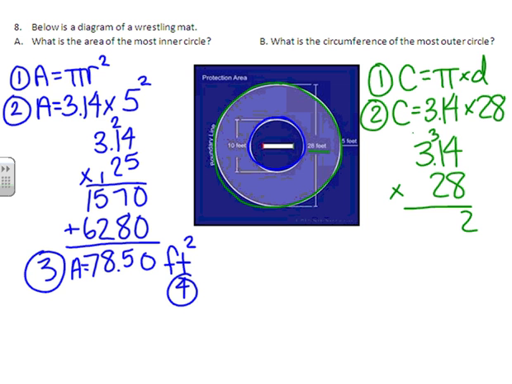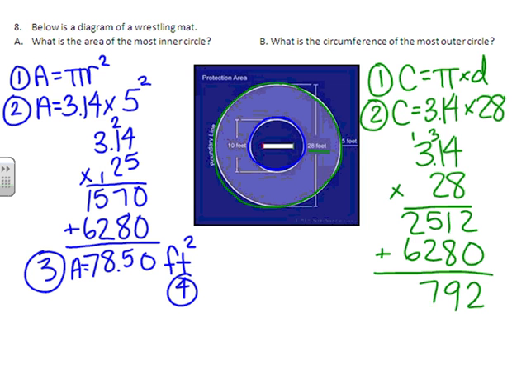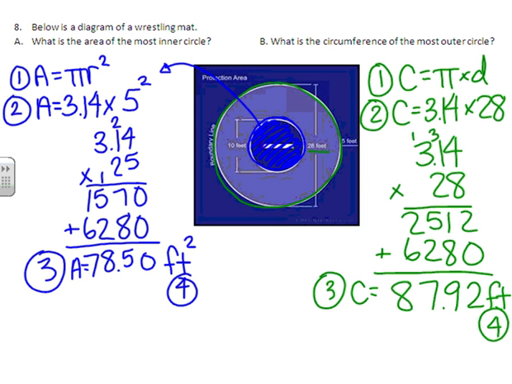Add them up. Okay, and then the decimal is going to go over 2 places, so step 3, circumference equals 87.92, and this is in plain old regular feet, since we're just talking about distance around the circle. So part A, we wanted the whole thing shaded in, and part B, we just wanted the distance going around the outside.